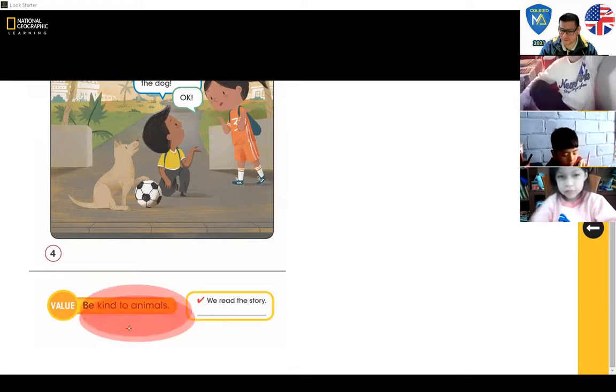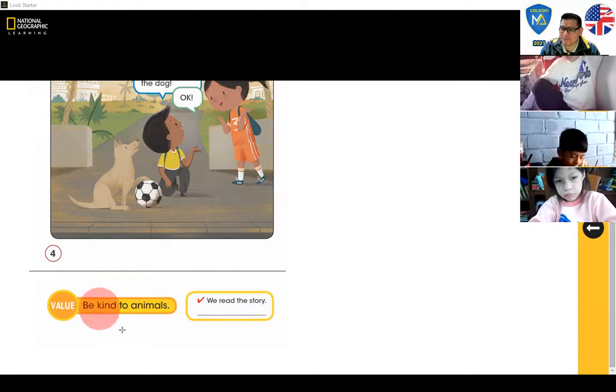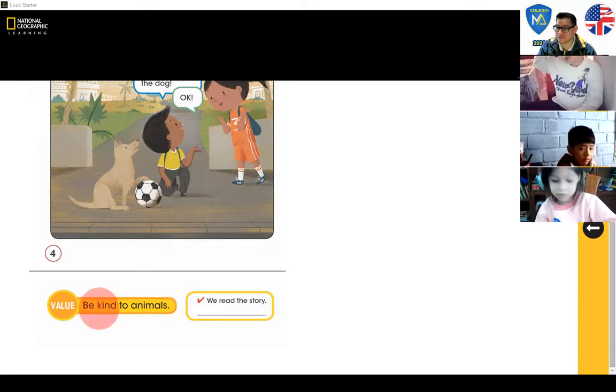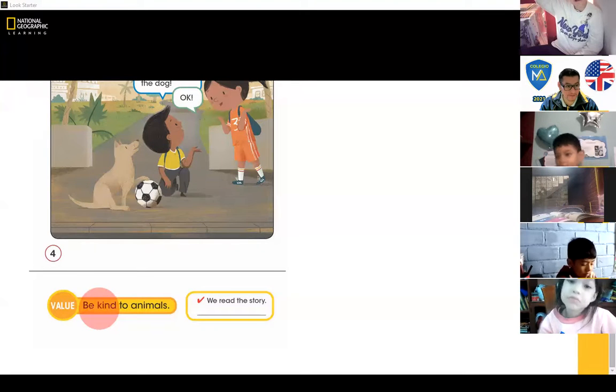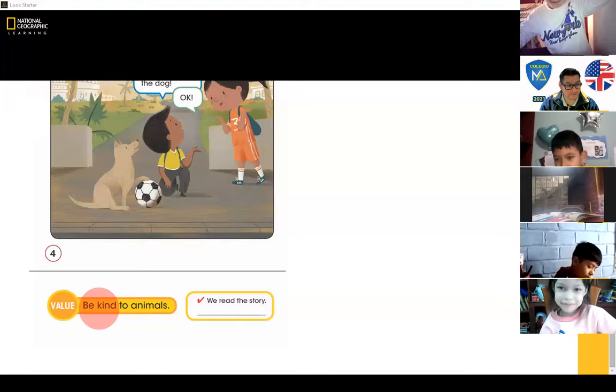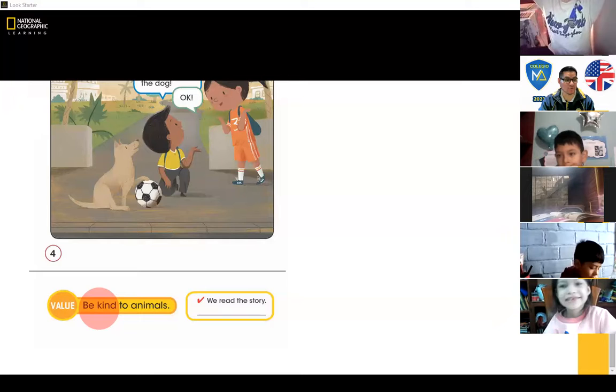¿Cuál es este valor? El be kind es ser amable, ser bueno con los animales. ¿Ustedes son kind con the animals? ¿Ustedes son buenos con los animals? ¿Ah, no son buenos con los animals? ¡Oh! Sí, sí, yes. Yo soy bueno con mi perrita. Yes or no, yes or no. Okay, yes. Be kind to animals.